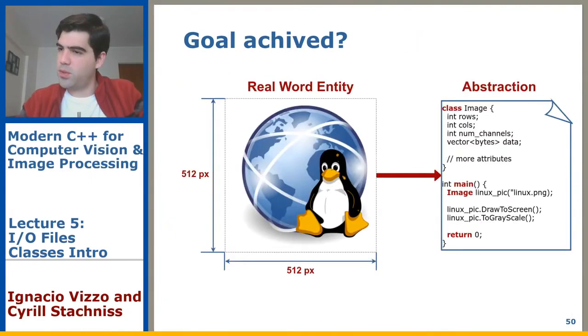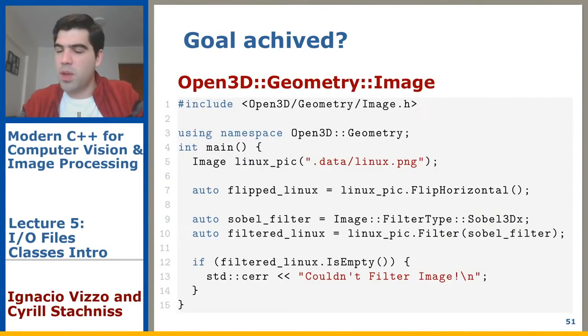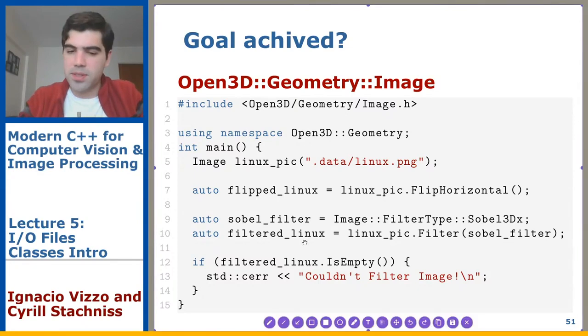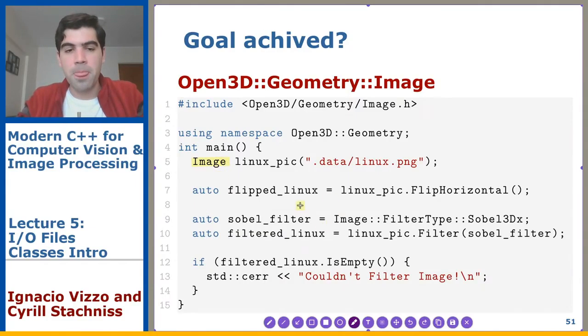So the idea is, did we achieve this goal? We have a real world entity, and we want to represent this entity with an abstraction. This is basically what we have after defining all these steps on the image class, and this is how we would use it. Let's see if more or less we reach the goal. So I'm creating an image. This is real code actually, so you can build it and it will work.